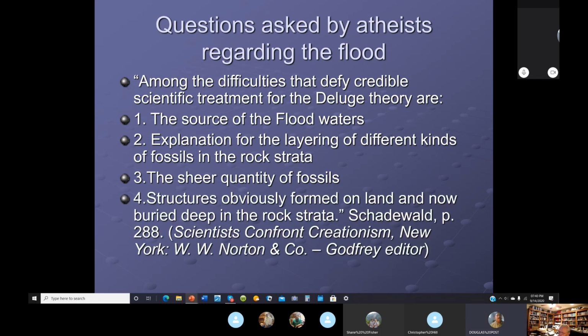Structures obviously formed on land and now buried deep in the rock strata. Again, a flood, particularly a flood of the nature that I'm going to postulate, would, I believe, explain that.